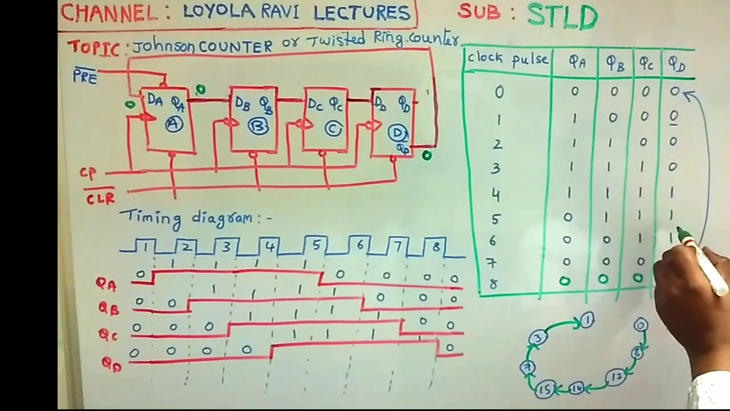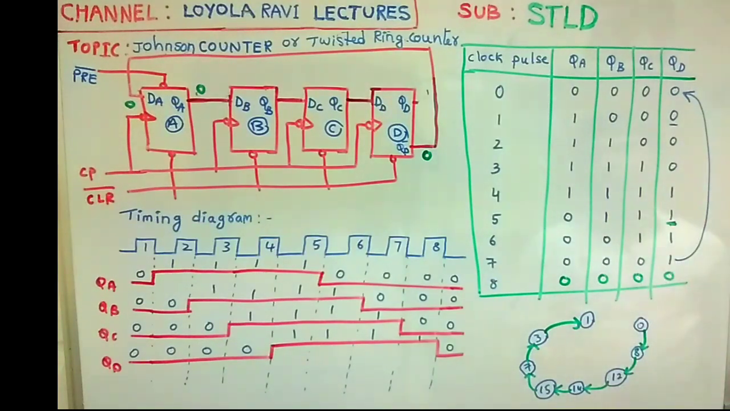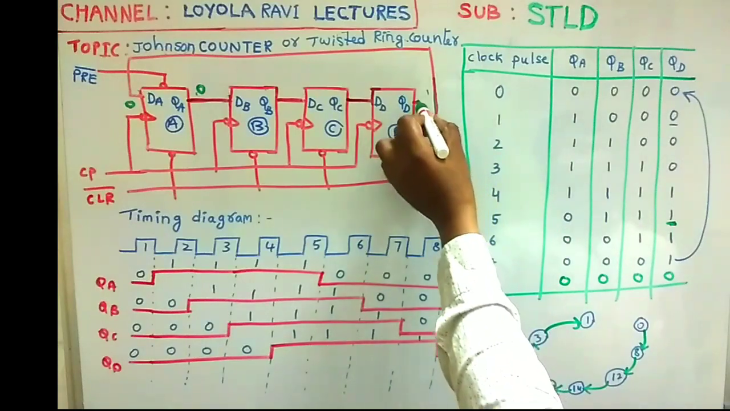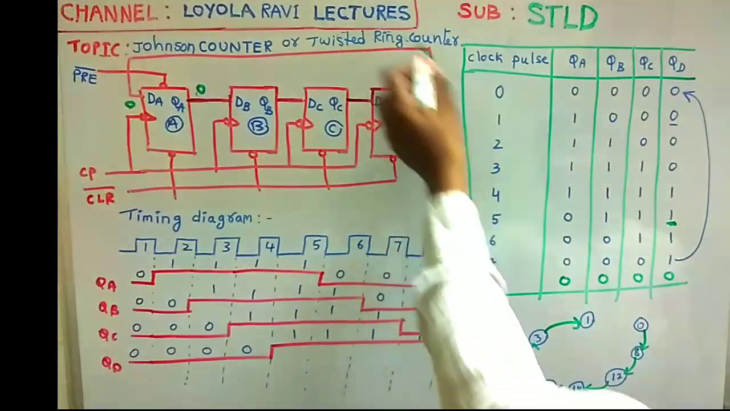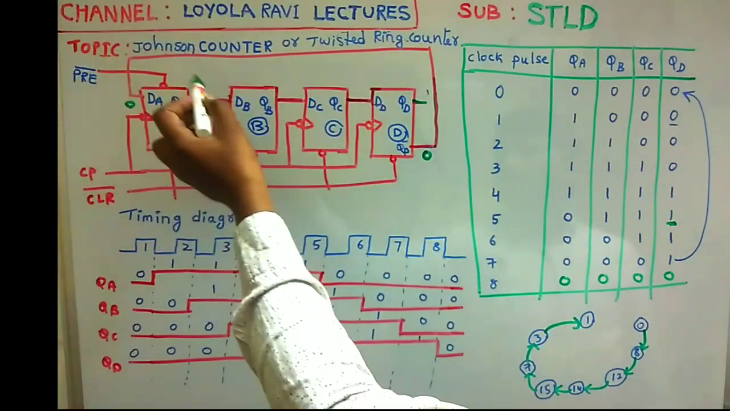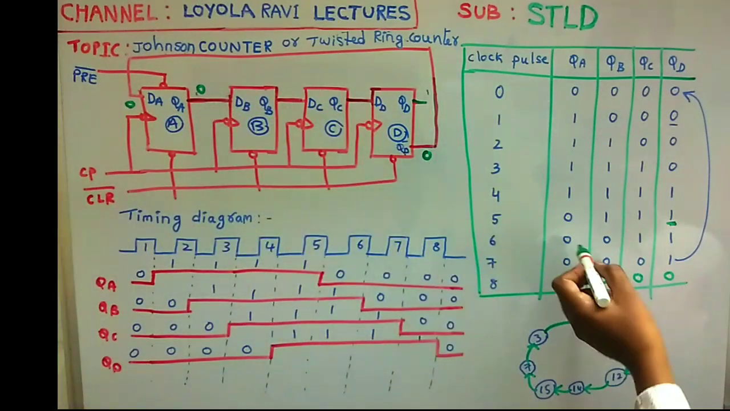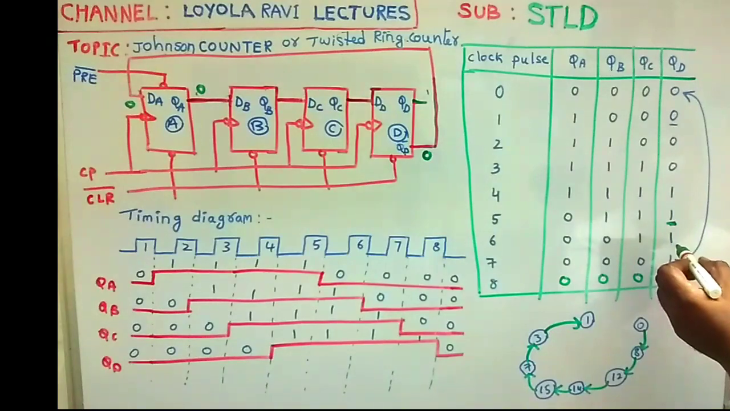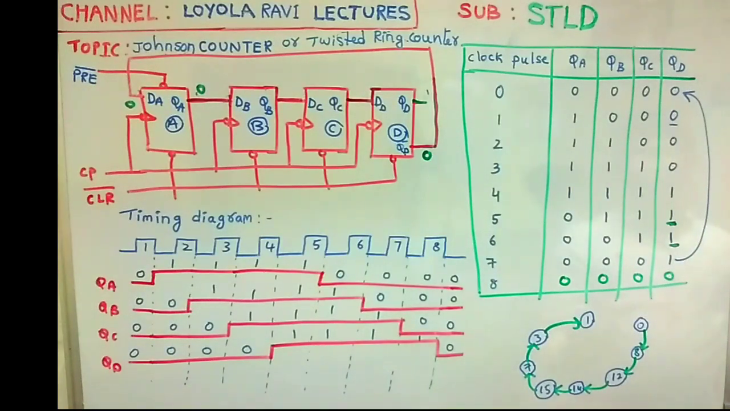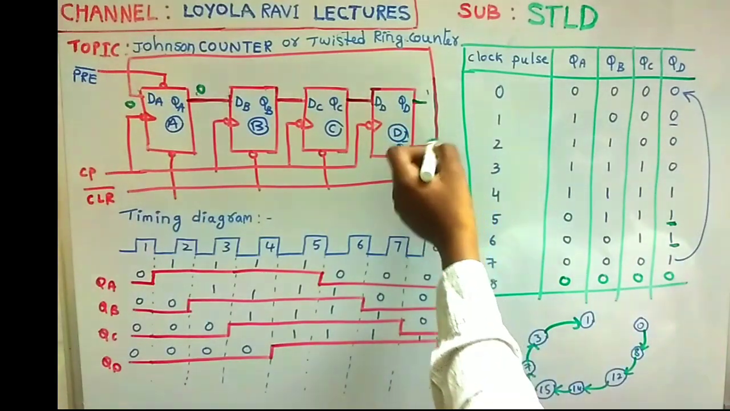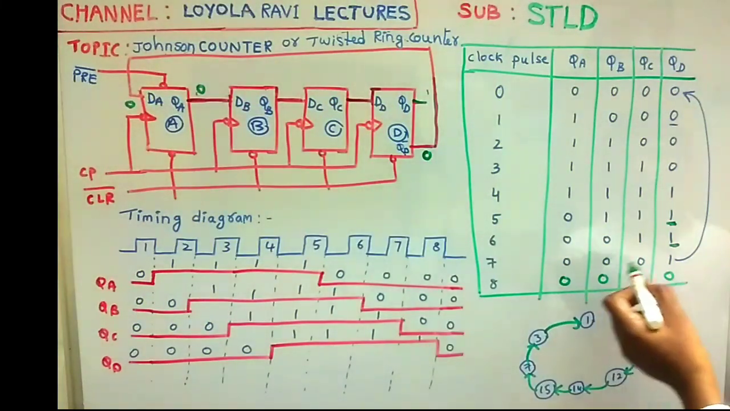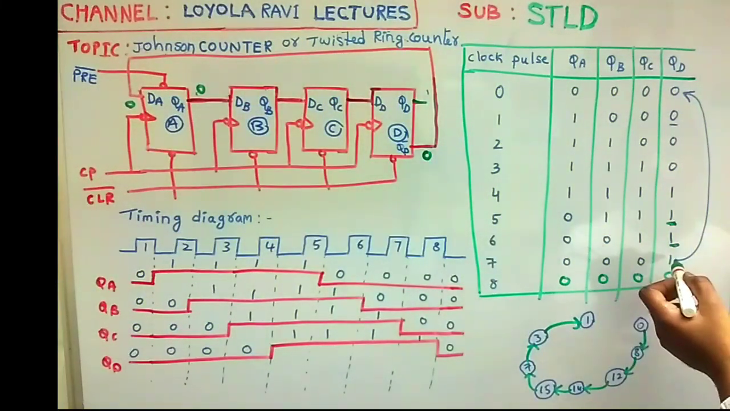So QA is 0. Remaining all are as it is. Then again you have to check for the QD. QD is 1 only. Again QD bar 0. 0 comes here, and this 0 comes here for the next flip-flop. So 0 0 1 1. Again QD is 1. Then again QD bar is 0 and it repeats, 0 0 0 1. Then again QD is 1.